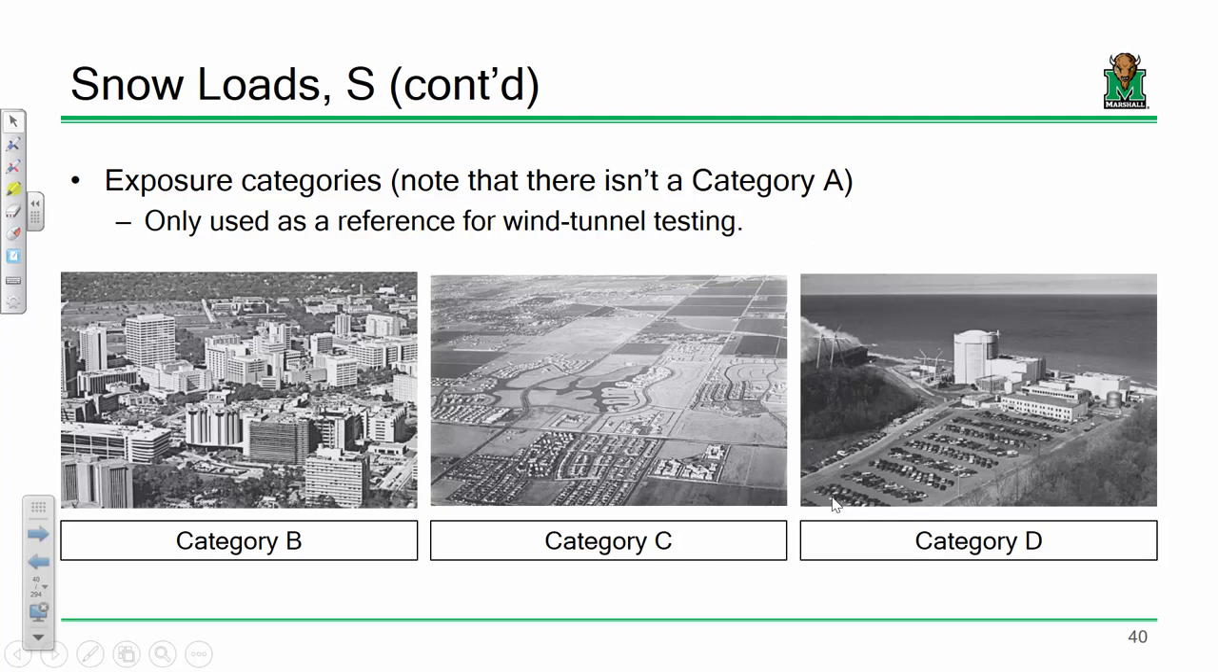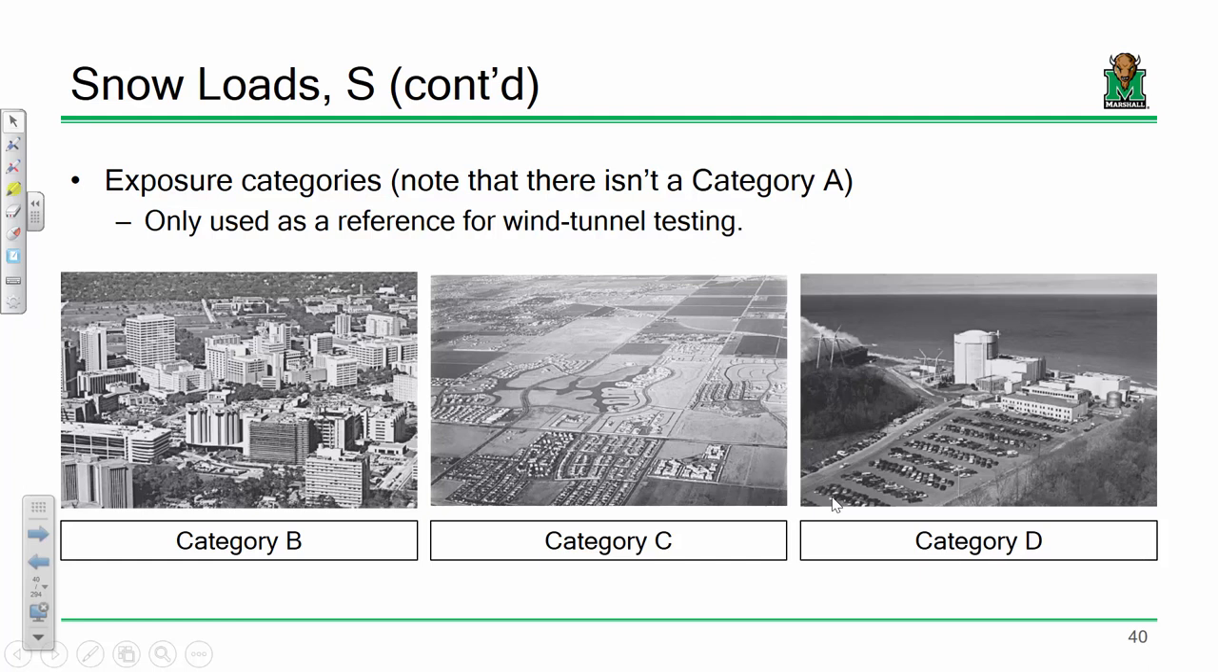Exposure categories. If you weren't in steel design, this is the first time that you're seeing this. Not to get too into wind land, but when we design for wind, one of the things that we have to assess is what type of exposure the building is exposed to. There are 4 categories listed in the spec: exposure category B, exposure category C, and exposure category D. There really isn't an exposure category A. That's just a placeholder in the spec for if you need to do wind tunnel testing, like if you have a really complicated structure.